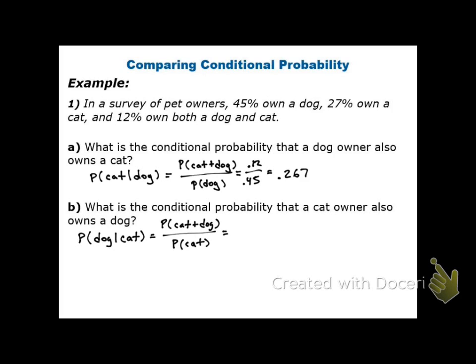Okay, so we have the probability of A and B over the probability of A. So in this case, we are going to take 0.12, the probability of owning a cat and a dog, over the probability of owning a cat, which in this case is going to be 0.27. When you divide this, you're going to get that your probability is right around 0.444.